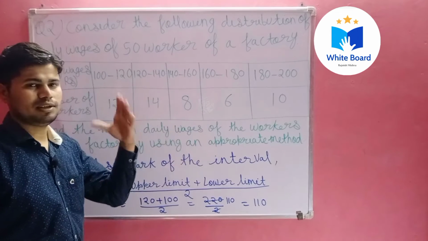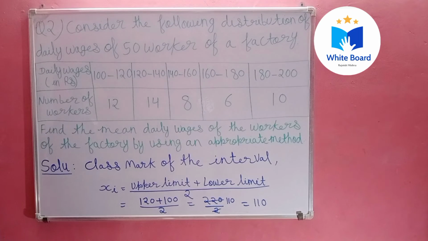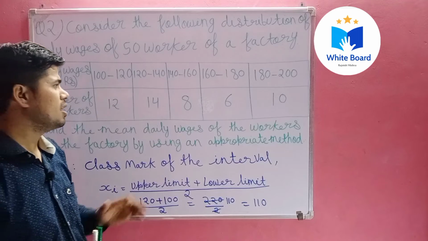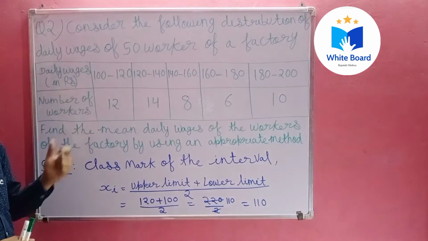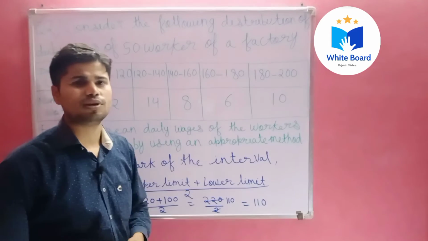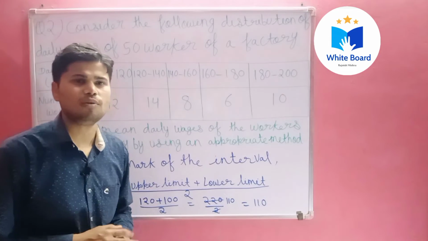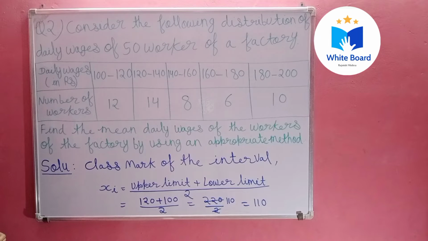So, as in the previous class we studied, when the terms or intervals are small, we use the direct method, but now here the intervals are very large. That's why we use the assumed mean method here. As the name suggests, in the assumed mean method we assume some number as the mean of the given question, and on the basis of that we will solve the question.